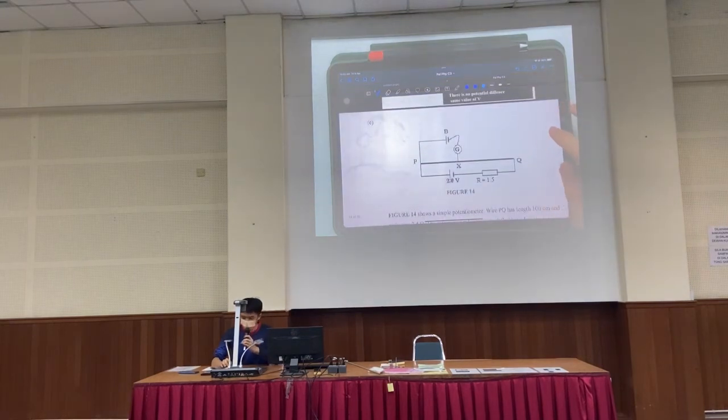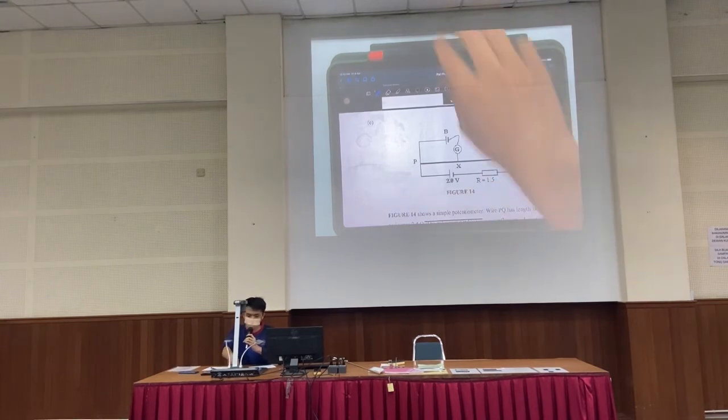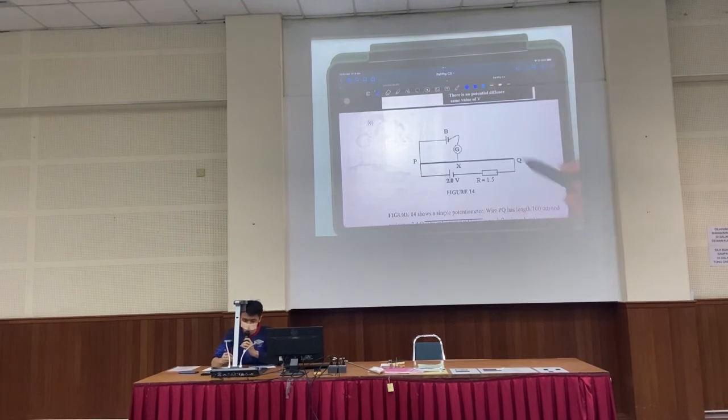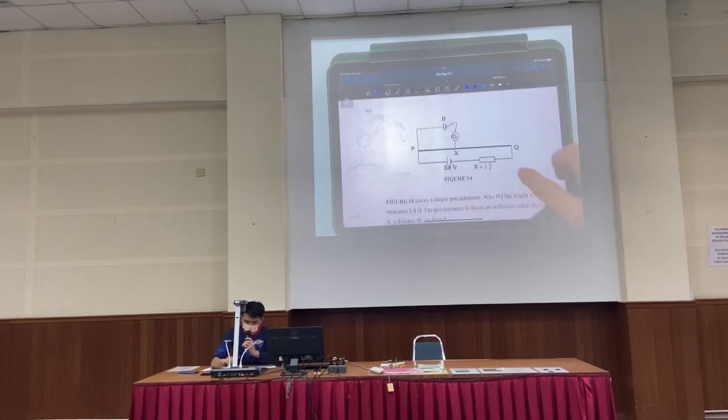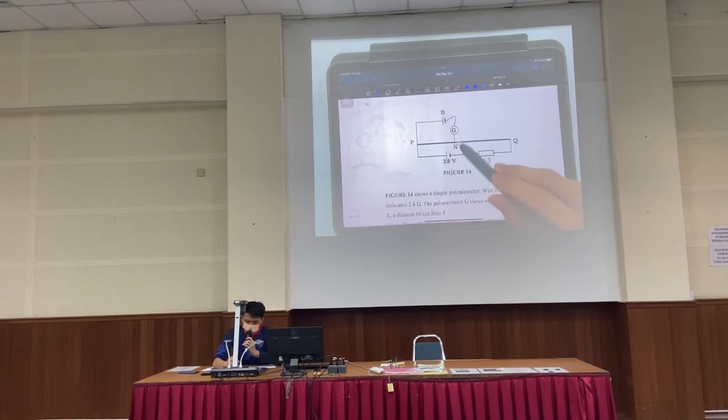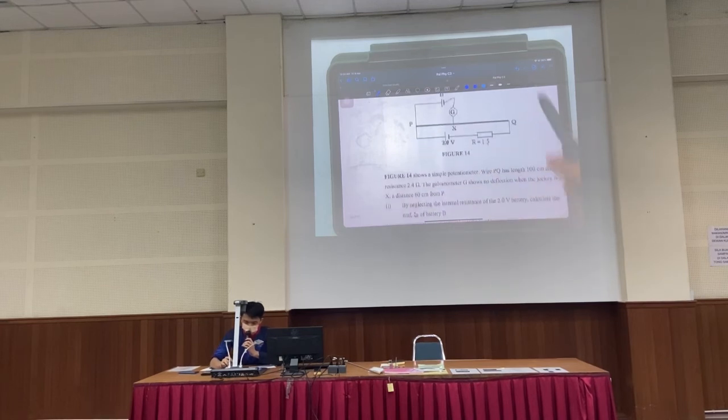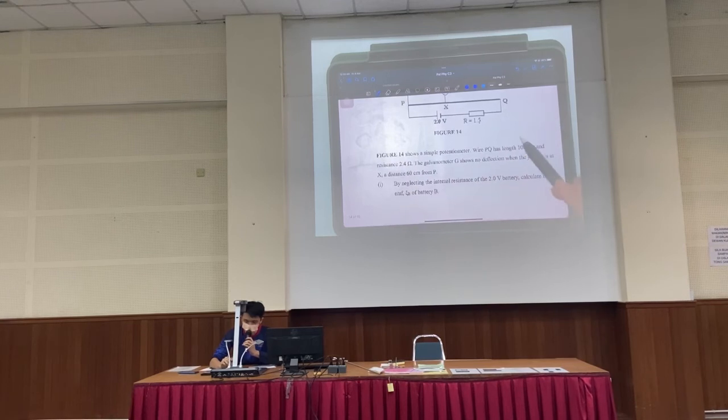Okay, here is my question. In this circuit, we have, like Chinese say, a primary and secondary circuit. The information provided is that there is a 3 volt battery in the primary circuit, and there is a resistor here, and when the jockey is set at X, the galvanometer shows no deflection. What does no deflection mean? It means there is no reading, it is at 0.